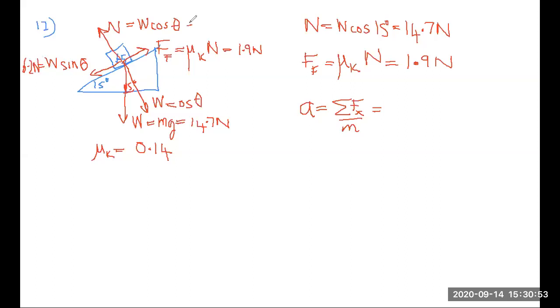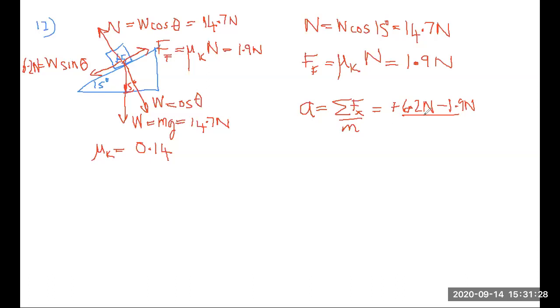And this one up here was the 14.7. Anyway, so downwards, down the incline, call that the positive direction, we've got a 6.2 Newton component of gravity. Up the incline, opposing the motion, we got a 1.9 Newton friction force. And if we combine those, we're going to get, let's see, roughly 4.3 newtons.